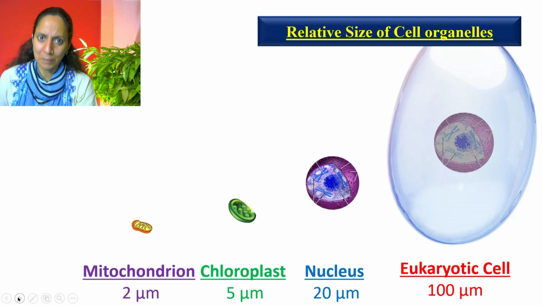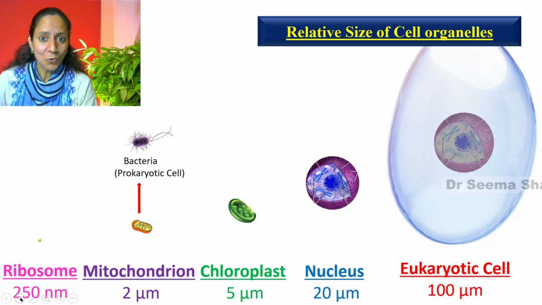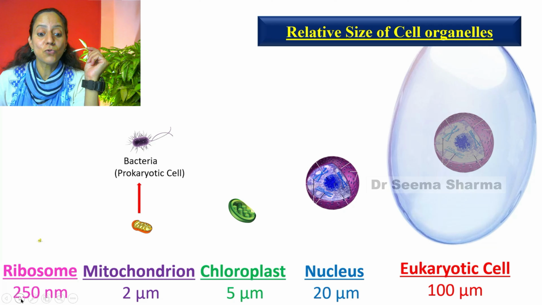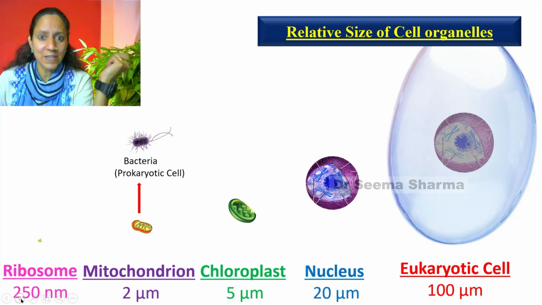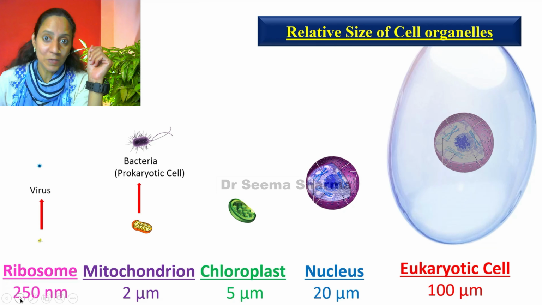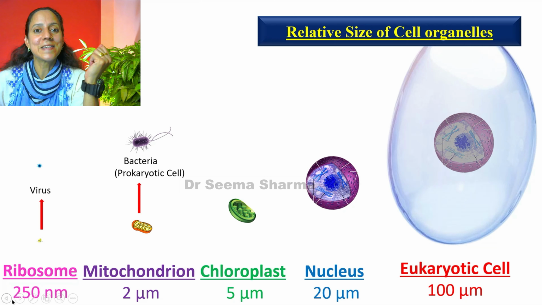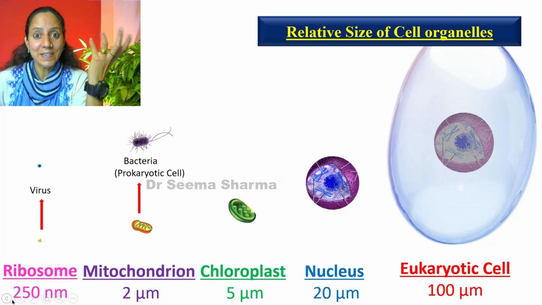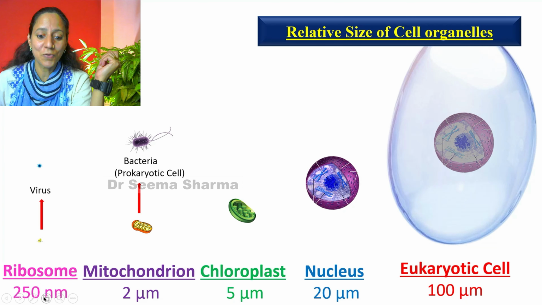So this bacterial cell, how small is this bacterial cell? It is somewhere similar to the size of mitochondrion. One more cell organelle which was just globular and very small, ribosomes. They are 250 nanometer in size, very small. And you also know about viruses. So viruses, they are also in nanometers. So this slide is giving you an idea about the relative size right from nanometers to micrometers.